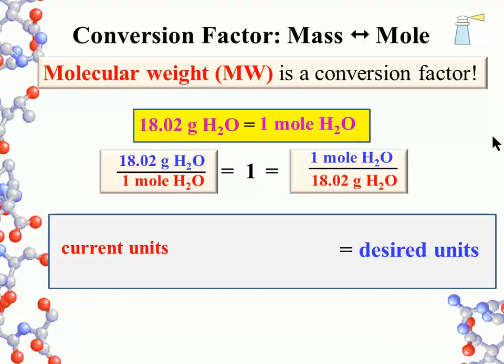The current and desired unit arrangement can also be termed the before units and the after units, before and after the conversion, or the have units and the want units. Each pair means the same thing. We will use the current and desired units.